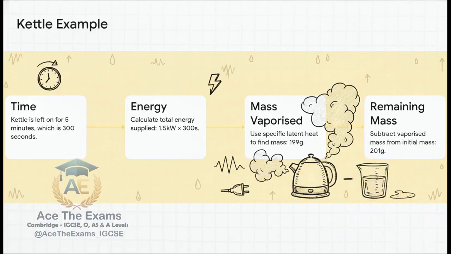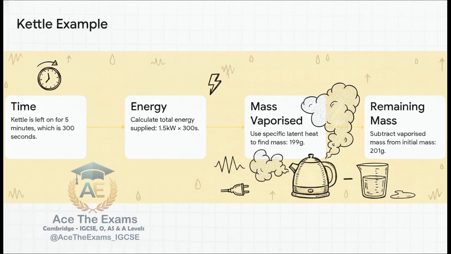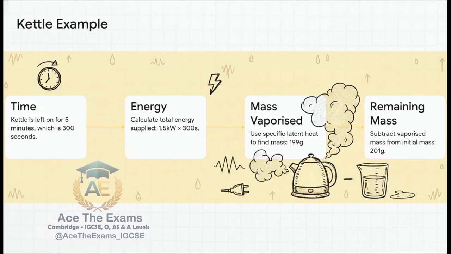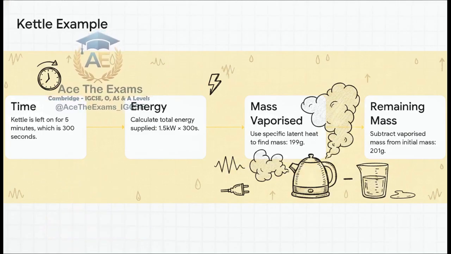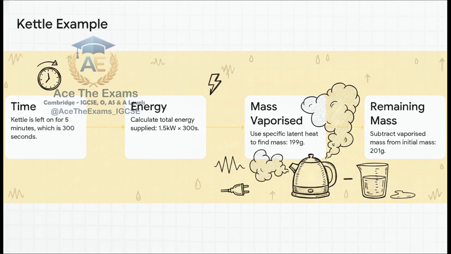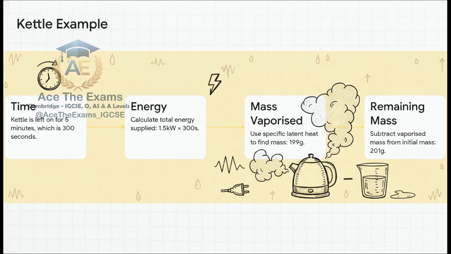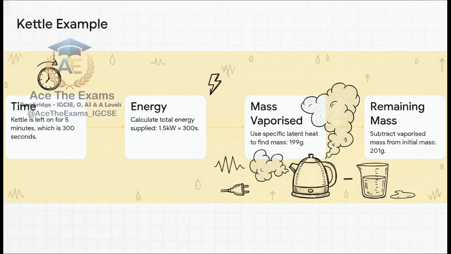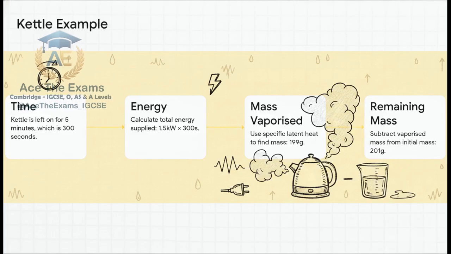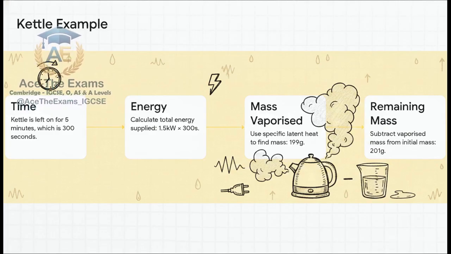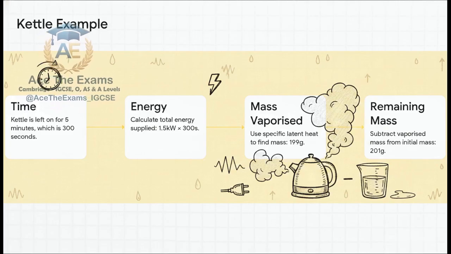Step 2. Calculate the energy, delta Q. Power is energy over time, so energy is power times time. 1.5 kilowatts is 1,500 watts. Multiply that by 300 seconds, and we get 450,000 joules of energy. Step 3. Rearrange our formula to solve for mass. Delta M equals delta Q divided by L. So our 450,000 joules divided by the specific latent heat of 2.26 million joules per kilogram. This gives us a vaporized mass of 0.199 kilograms or 199 grams.